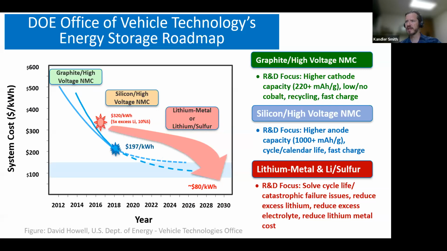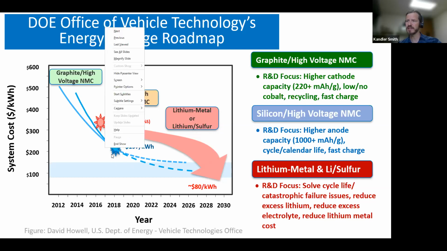So I'm going to first give you a really quick overview of what Vehicle Technologies is working on presently. Graphite high-voltage nickel manganese cobalt systems are the workhorse of today's EVs. Sometimes you see a little bit of silicon blended in with the graphite. In the future, Vehicle Technologies really wants to reduce cost as well as increase the energy density of these systems.